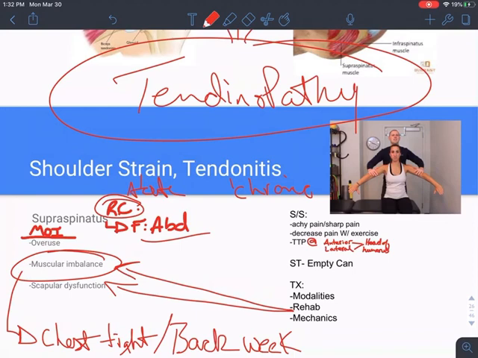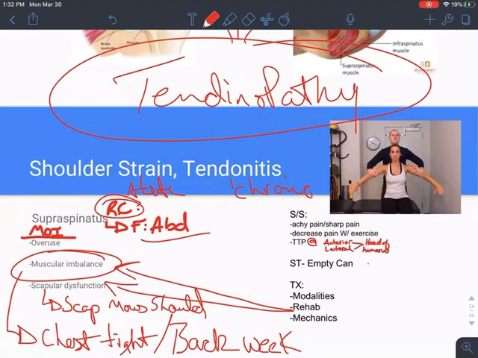And then scapular dysfunction. If your scapula doesn't move right, your shoulder is not going to move right. If your shoulder doesn't move right, you're not going to have good mechanics, and then you're going to have problems with your shoulder, right? It's that easy.